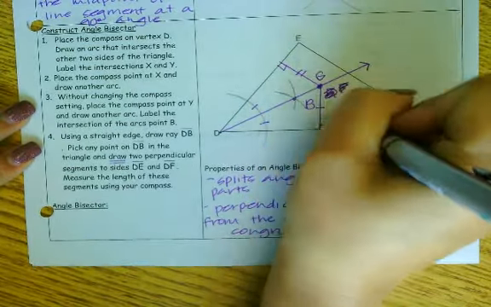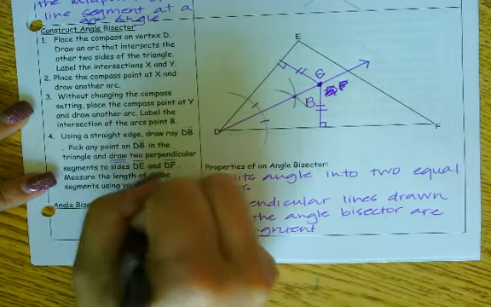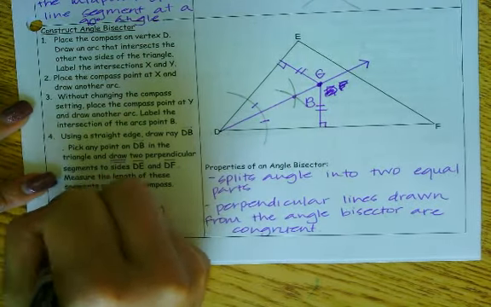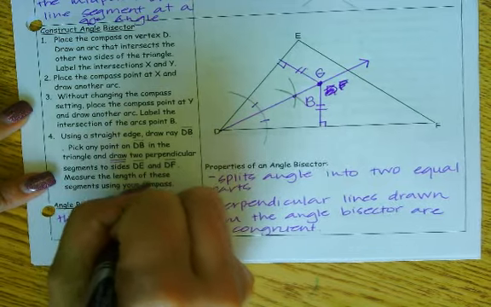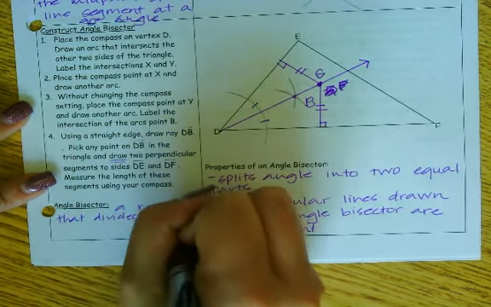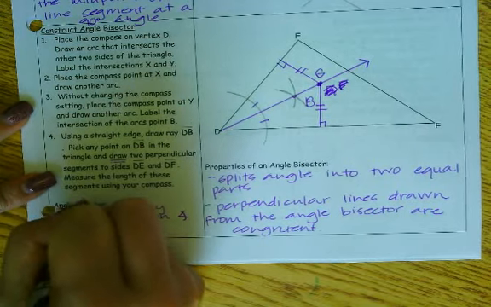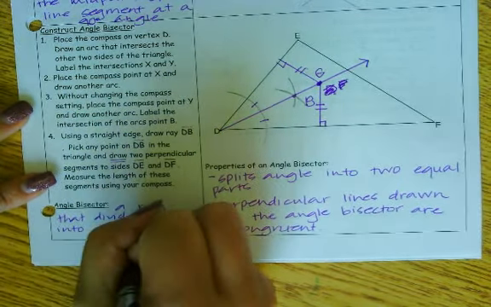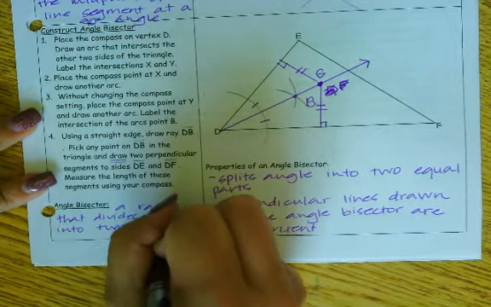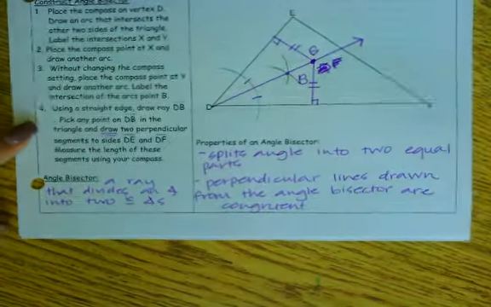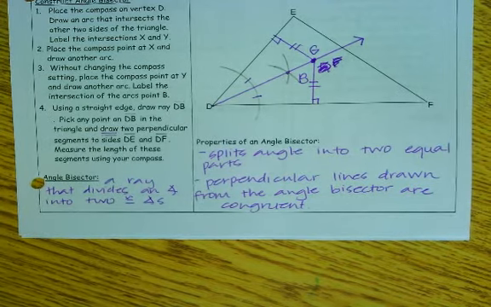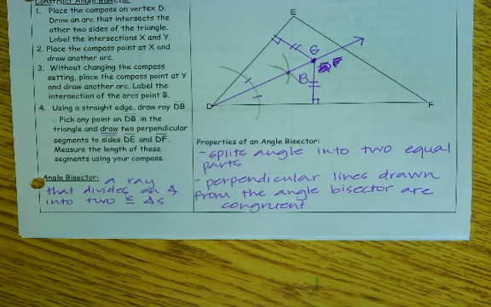And then our definition is just going to be a ray that divides an angle into two congruent angles. I use some symbols there to make it shorter. So a ray that divides an angle into two congruent angles. Questions on that one? Okay.